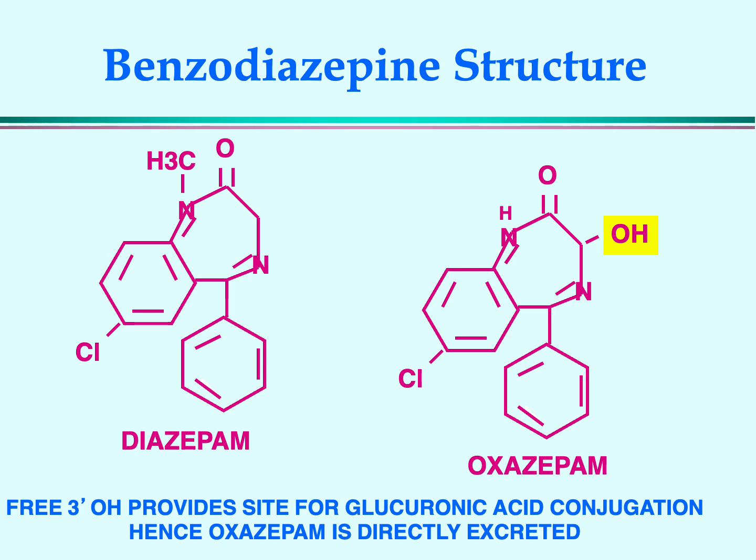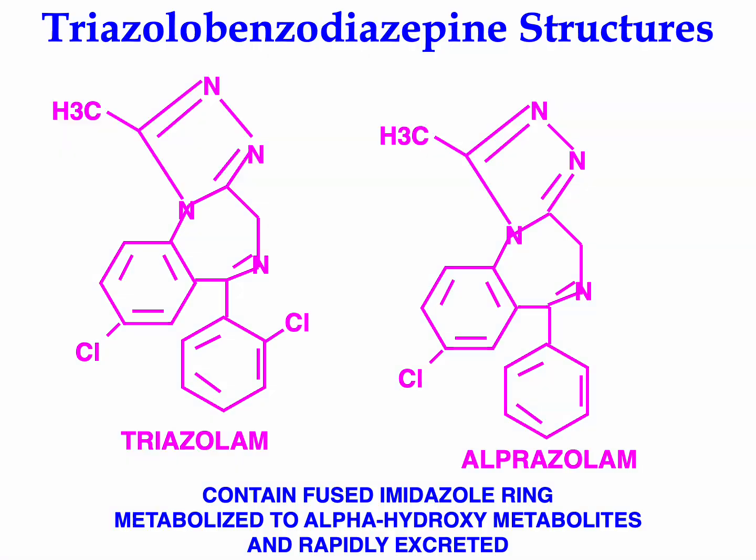Typically, diazepam gets N-demethylated, then it gets hydroxylated at the 3' carbon of that seven-member ring to form oxazepam, and then it can be conjugated and excreted. Now, there are two benzodiazepines that are different in structure from all the others, and we call them triazolo benzodiazepines. The next slide shows those.